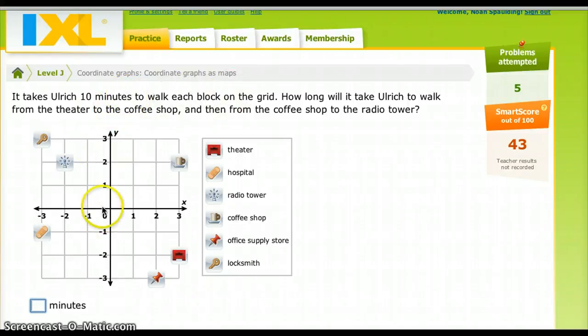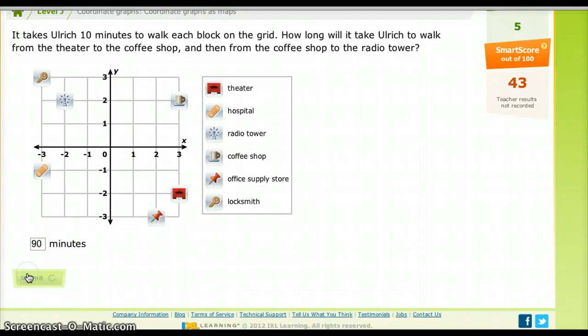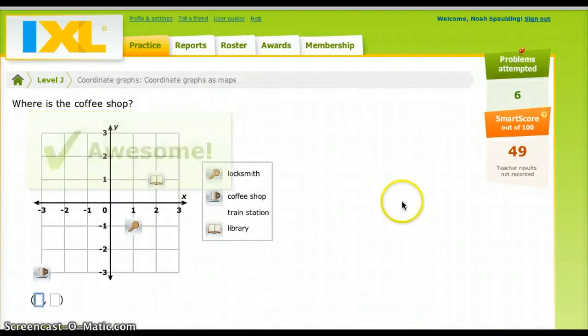Okay, so if he starts at the theater, here's the theater, and he's walking to the coffee shop, which is this one. So that's 10, 20, 30, 40. And then he's going to the radio tower, which is here. So we have 10, 20, 30, 40, 50, 60, 70, 80, 90 minutes. So they do get a little bit harder, but you just got to take your time.